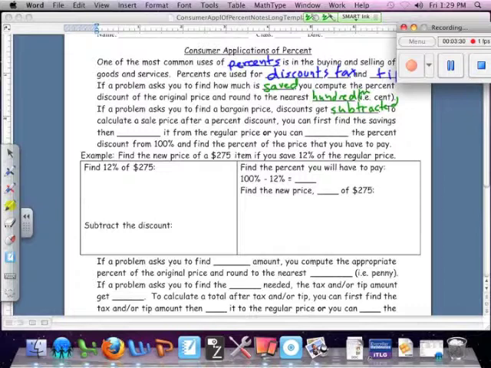To calculate a sale price after a percent discount, there are two ways you can go about it. You can first find the savings, then subtract it from the regular price. That's the part that seems the most intuitive.